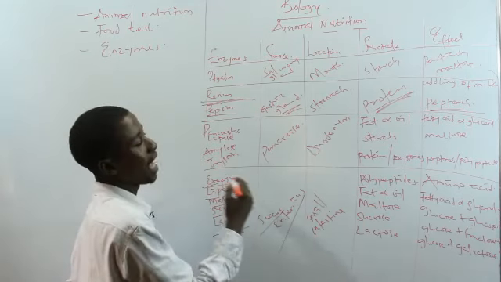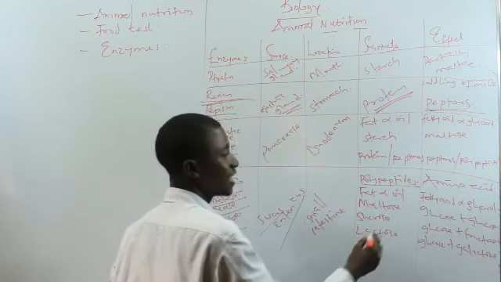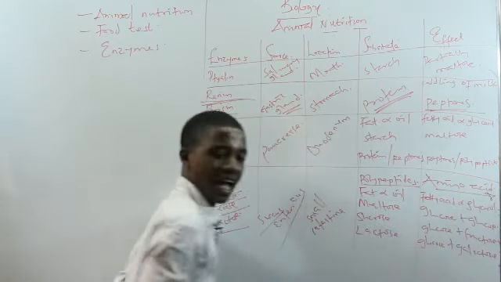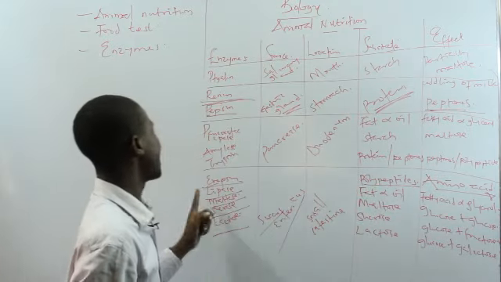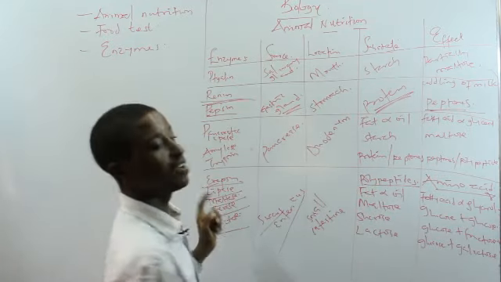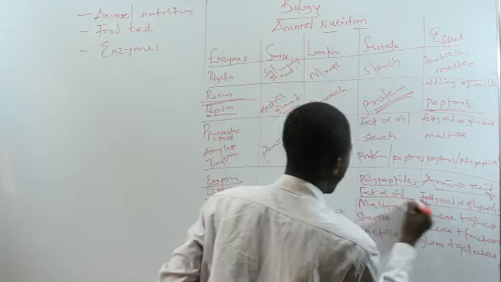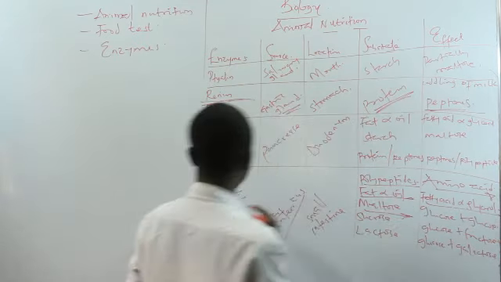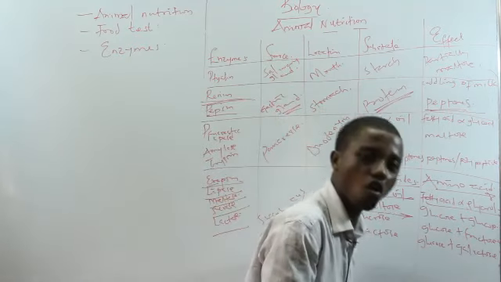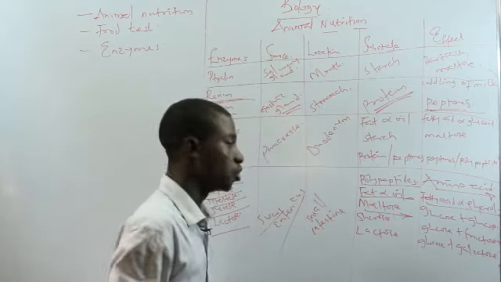Now erepsin acts on polypeptides and gives us what we call amino acid. Lipase acts on fat and oil and gives us what we call fatty acid and glycerol. Maltase acts on maltose and gives us glucose and another glucose.